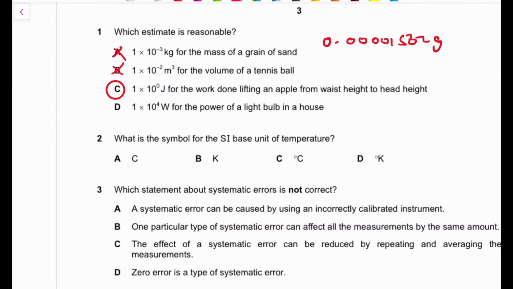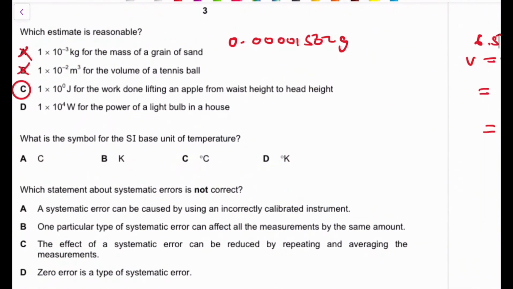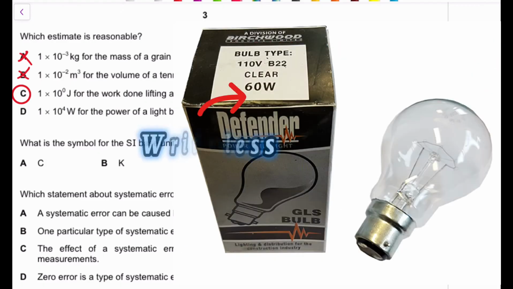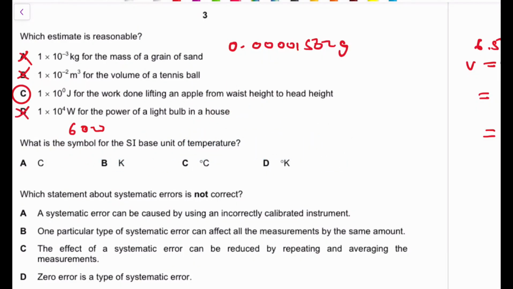And the power of a light bulb, if you've looked at a light bulb itself, is about 60 watts. So this is way an overestimation. The correct answer is C. If you're going to use elimination, your answer would have been C. I highly recommend that you use it so that you can see which answer is correct.